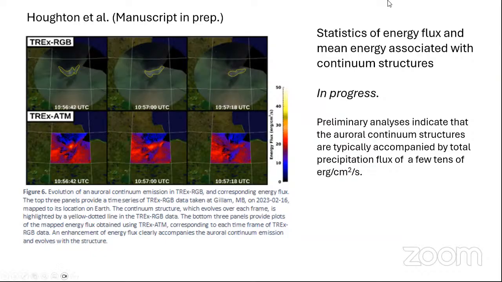On the left side, I just give an example. The upper 3 panels show the TREx RGB images with the continuum structure marked, and the lower panels show the total precipitation flux map inferred from the TREx state and the ATM inversion. I just want to quickly mention that the preliminary analysis indicates that this sort of aurora continuum structure is typically accompanied by total precipitation flux of a few tens of erg per square centimeter per second.